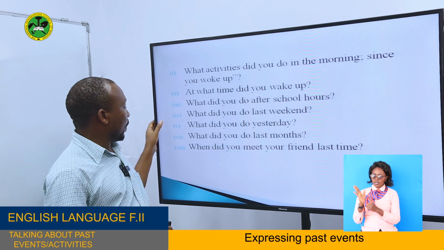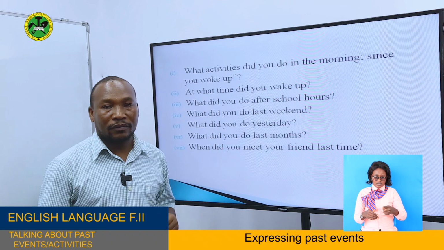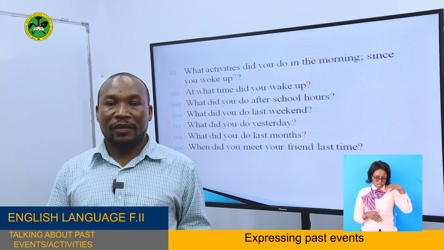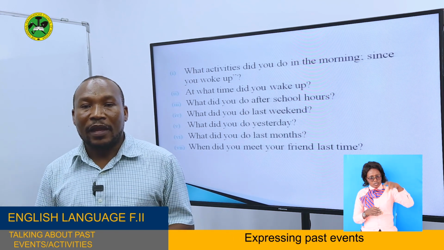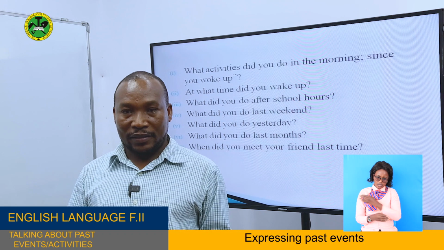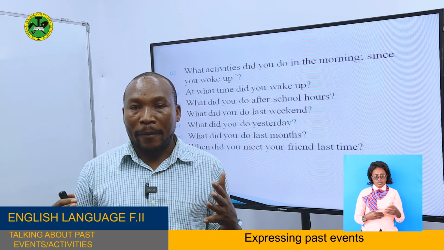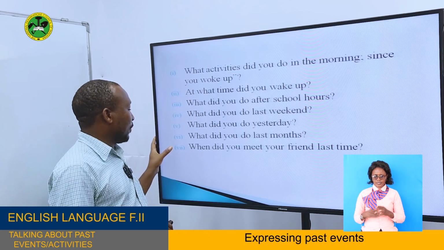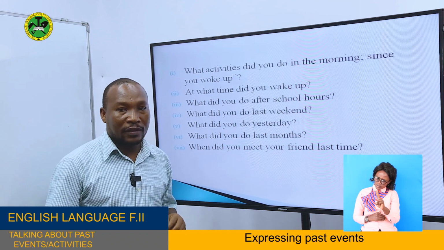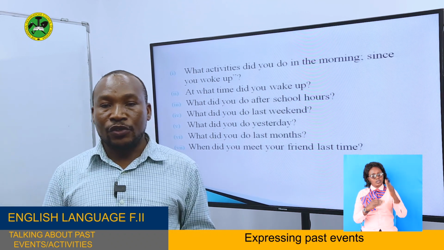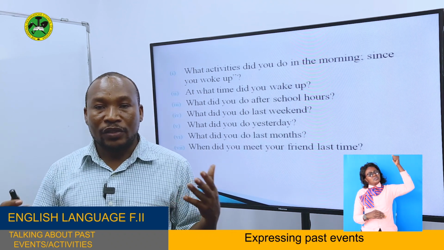Roman 6. What did you do last month? Last month, I went to my uncle. Last month, I visited my aunt, and other answers which show past time. Roman 7. When did you meet your friend last time? I met him 2 years ago. I met her 2 days ago.